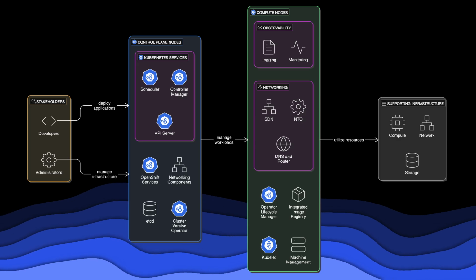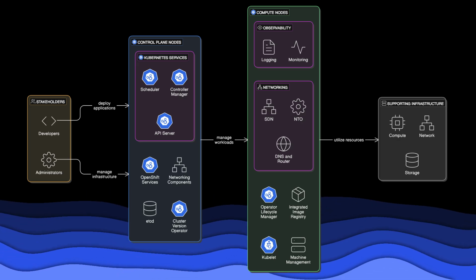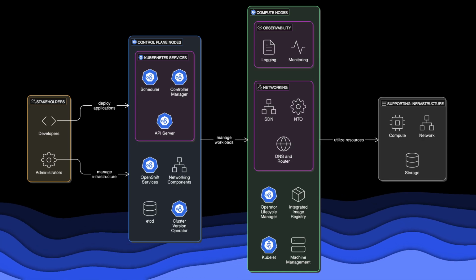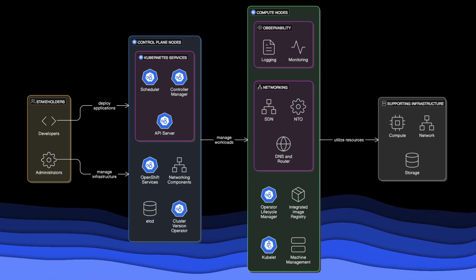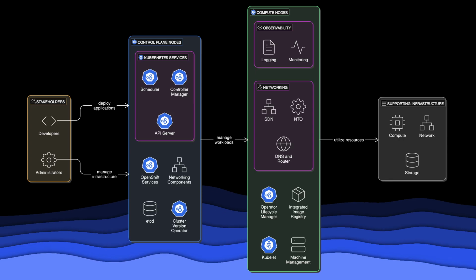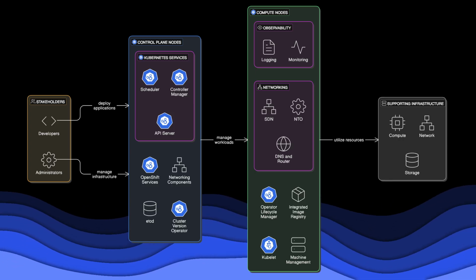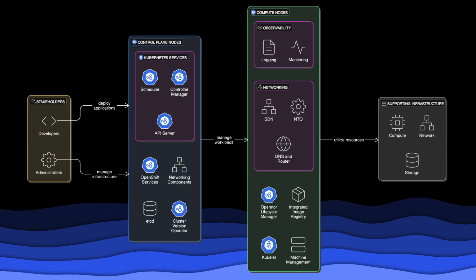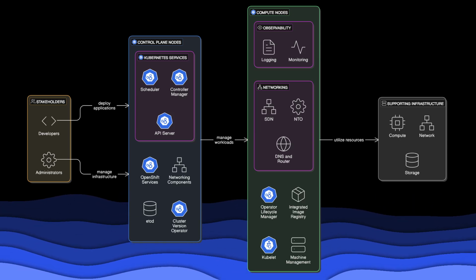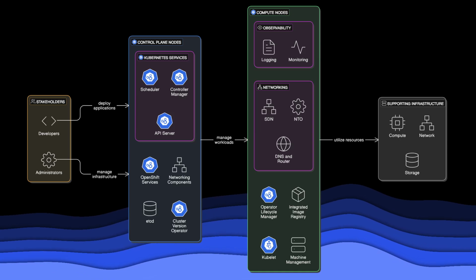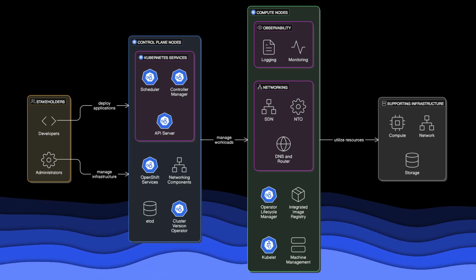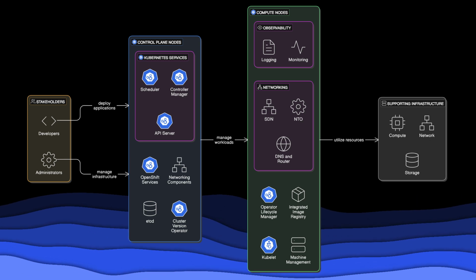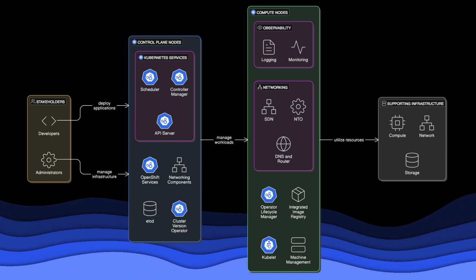Another important part of the compute nodes is networking. You have things like SDN, software-defined networking, which gives you a lot of flexibility and control over how your network traffic flows within the cluster. You have things like the node tuning operator, which can tune the performance of the nodes to make sure that they're running as efficiently as possible. And then you have things like DNS and router for internal and external communication. So there's a lot going on in the compute nodes as well.